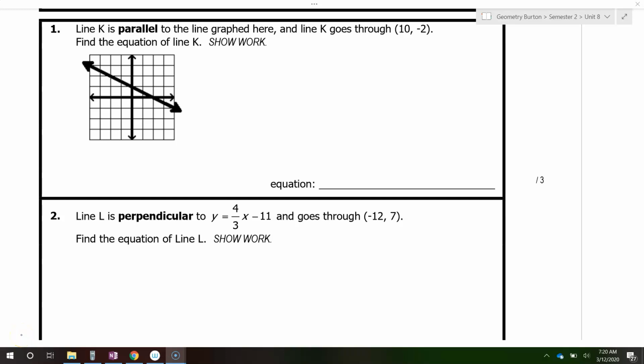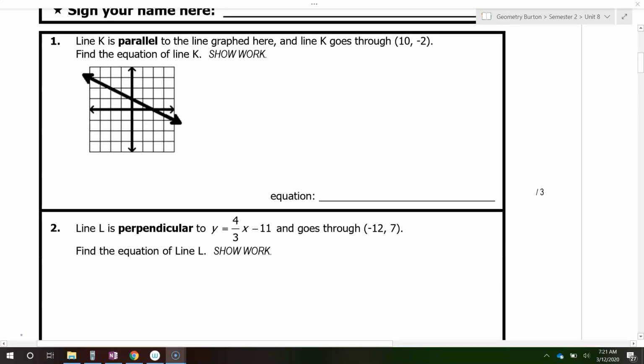In this video, I will show you how to write the equation of a line given a variety of information. So line K is parallel to the line graphed here. As soon as I see the word parallel, I think, okay, that means that there will be the same slope. Parallel lines have the same slope, so keep that in mind. Now, line K goes through this point. Find the equation of line K. Well, since parallel lines have the same slope, we can use this line to find the slope.